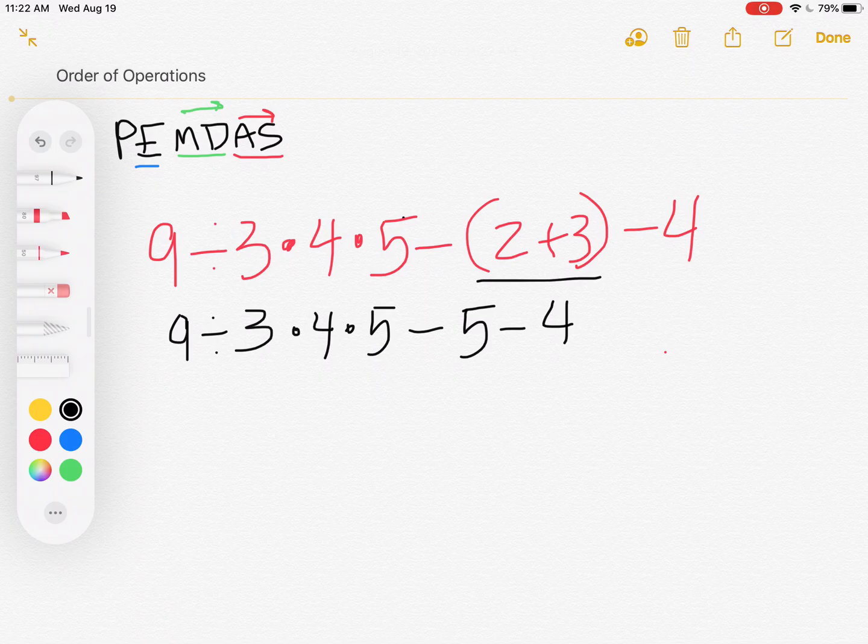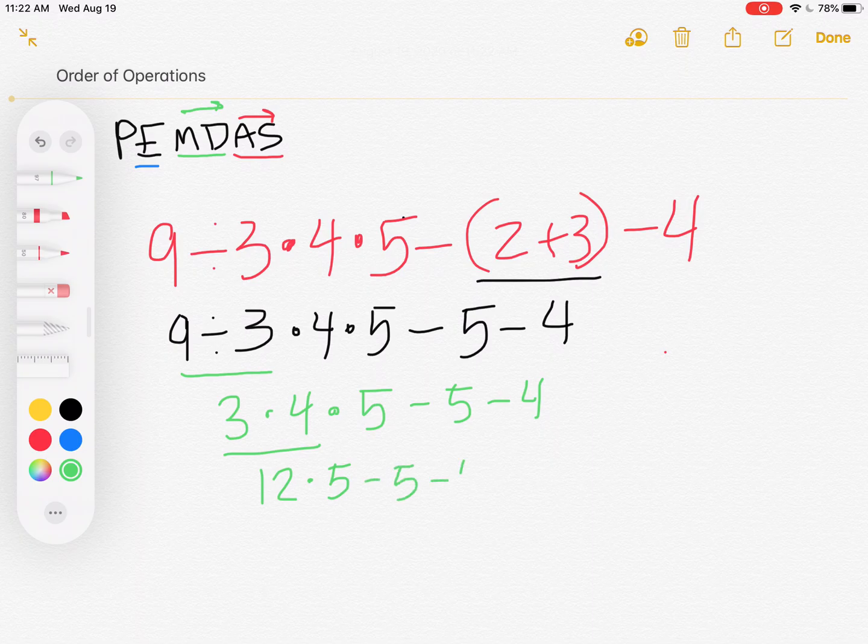Next up, no exponents, but I do have multiplication and division. We're going to start at the very left-hand side of the problem. So the first multiplication or division I see is at the beginning, which is 9 divided by 3. 9 divided by 3 is 3. Everything else stays the same. I still have more multiplying to do. I'm going to do those one at a time. 3 times 4 is 12. More multiplying. 12 times 5 is 60.